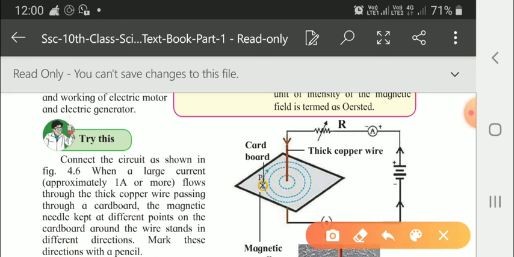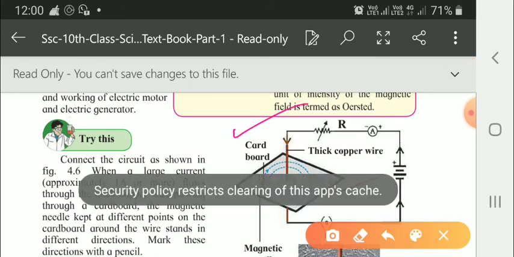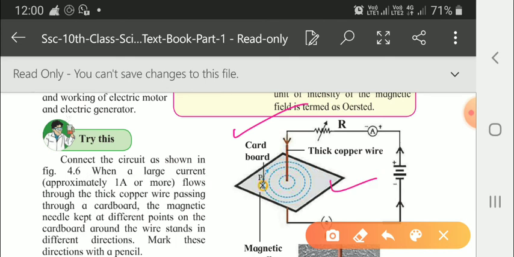So in this diagram you have to see, now this is the cardboard, and here we can see resistance is there, and this is the armature, and this is the cell. So this way here the key is there, this way the circuit is completed. Here we have to see the change.